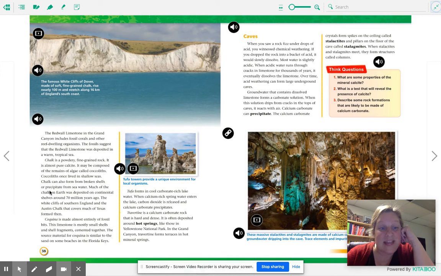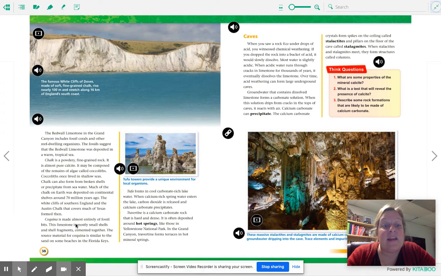There's the word precipitate, the solid that comes out of solution, or a solid product that is formed from a chemical reaction. It precipitates out. When the water goes away or the solution evaporates, you get a precipitate, much like in our video that we watched yesterday. Much of the chalk on Earth was deposited, again the word deposition, on continental shelves around 70 million years ago. So the White Cliffs of southern England and the Austin chalk that covers much of Texas formed that way. Here's the White Cliffs of Dover in England.